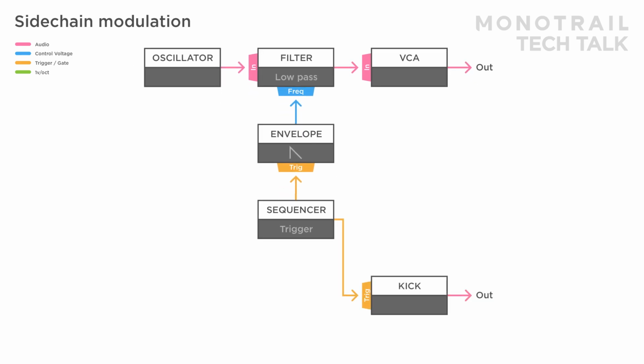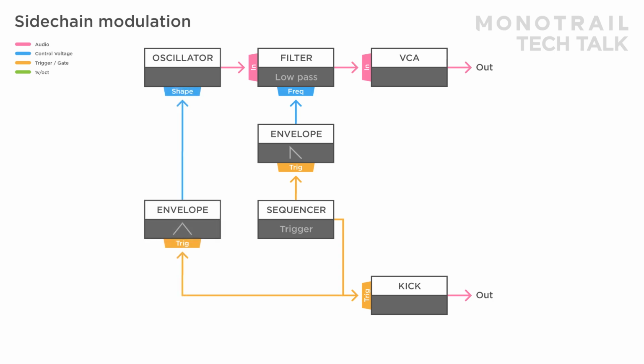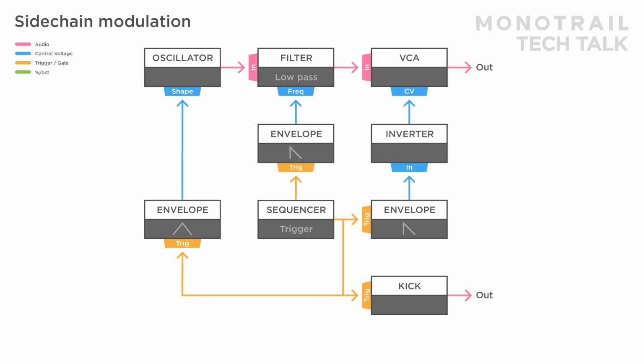To add interest to the percussion, the kick pattern is triggering a slower attack decay envelope used to modulate the wave shape of the drone, creating tonal shifts related to the kick. Another envelope is triggered and inverted to add a subtle amount of pumping to the percussive synth as well.